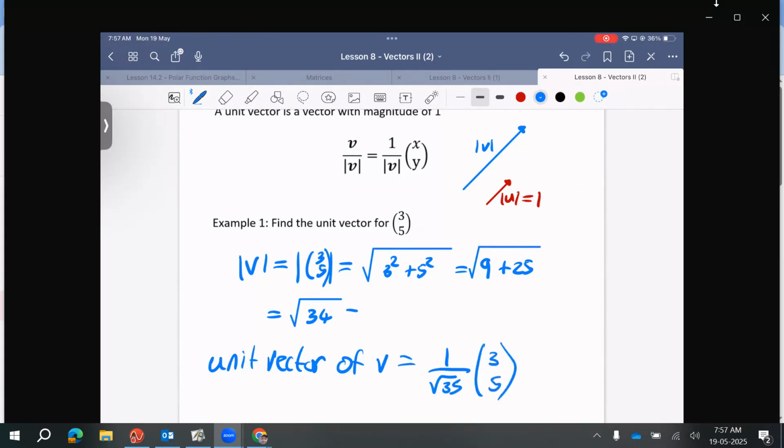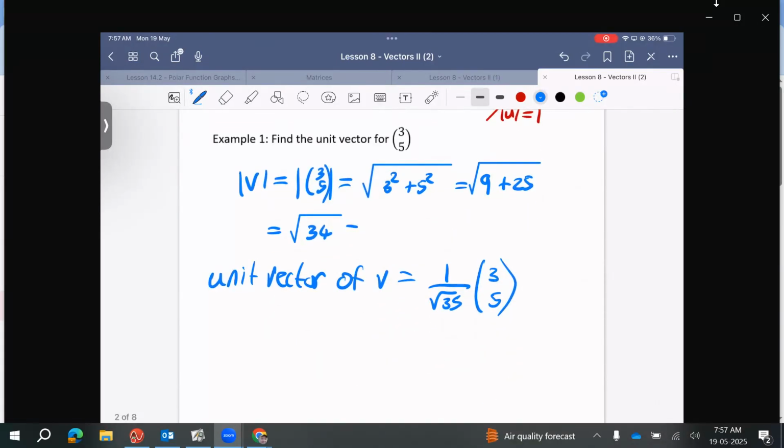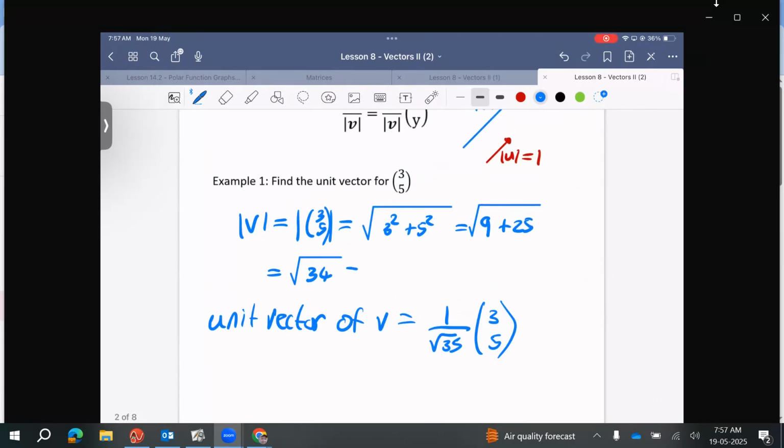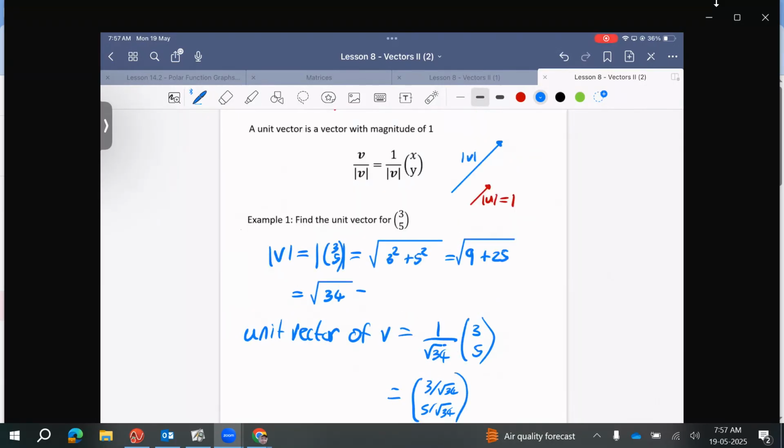We could write it like this. I said 34, my hand wrote 35. Weird. So we could write it like this, and probably this is the best way to leave it. If you want it as a decimal expansion, you could. I'm not going to do that right now. But you could also write it like this, as the exact value.